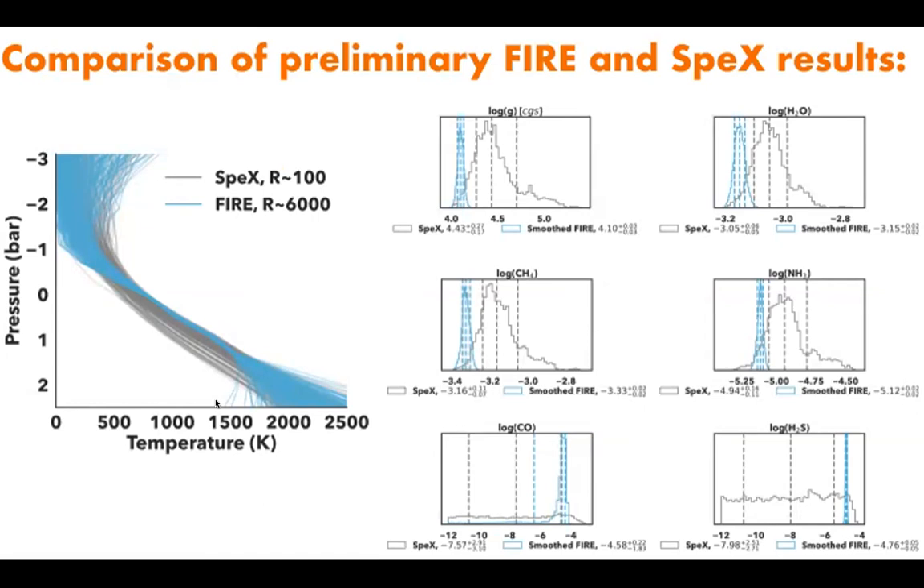Looking at the selected parameters on the right, the surface gravity in the upper left and the various molecular abundances, they're all consistent within about 2 sigma of the SPECS results, but there's definitely a bit of a shift. And at this resolution, we are now constraining the CO and H2S abundances much more than before. In particular, the CO abundance is much higher than expected for chemical equilibrium. That definitely indicates the probable importance of vertical mixing in the atmosphere of this object.